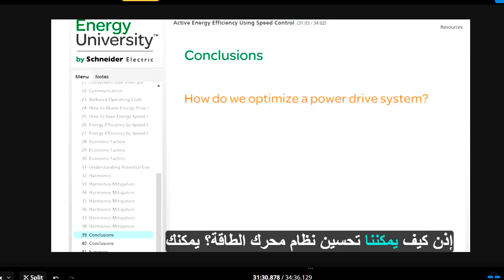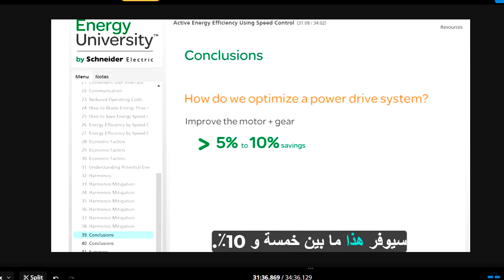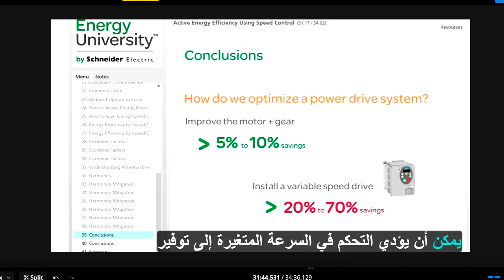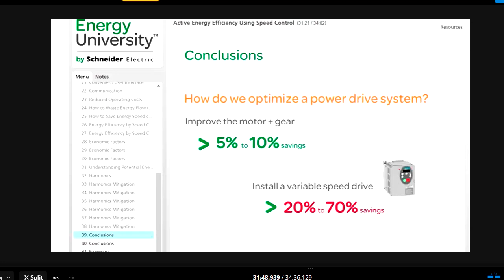So how do we optimize a power drive system? You could improve the combination of the motor and gears. This would save between 5 and 10%. A much greater opportunity, however, is to consider a variable speed drive. Variable speed control can yield savings of 20 to 70%.